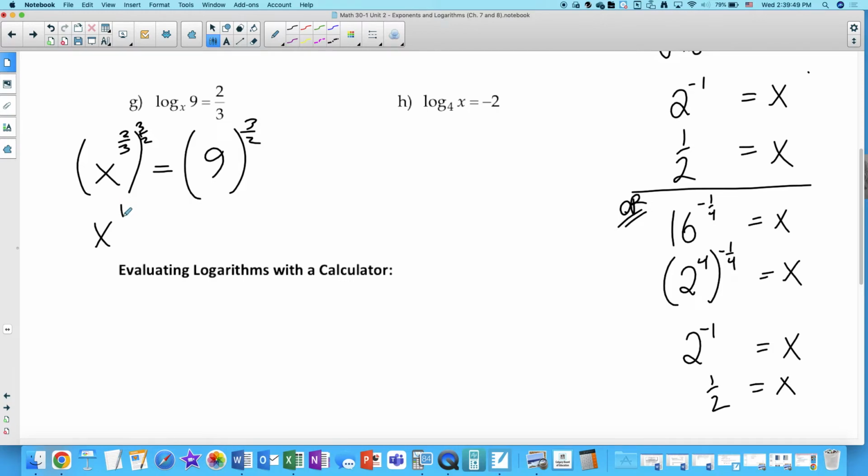Okay, now this side, there's two ways to do it, radical form or switch the base here. So in radical form, this would be the square root of 9 cubed, which is 3 cubed, which is 27. Okay, or you could also put this as 3 squared. So 3 squared, 2 times 3/2 is 3 to the 3, and that's also 27.